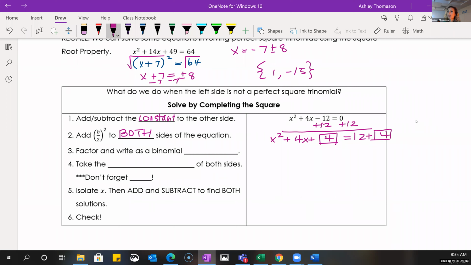Then next, I'm going to factor and write it as a binomial squared. I'm going to factor this side. What I'm doing is making 2 factors, but they're the same factor, just like we did up above. That's going to be x plus 2 quantity squared. Then on the other side, I'm going to combine like terms, which is always going to be numbers. So 16 on this side. Anybody have any questions so far?